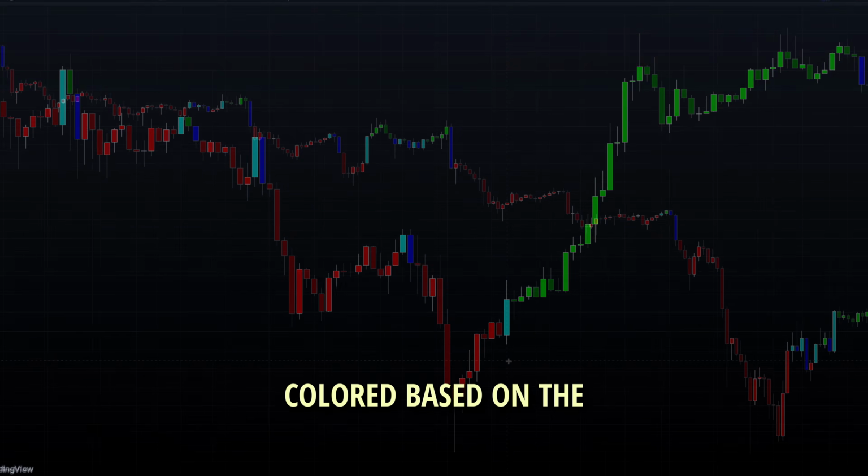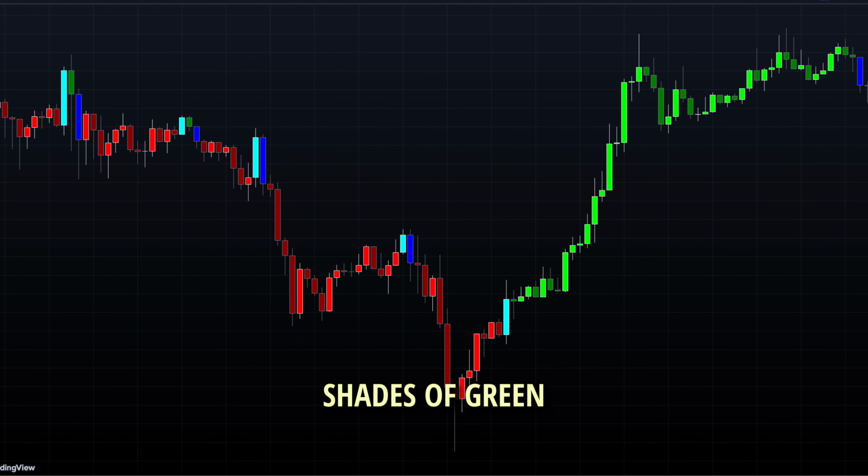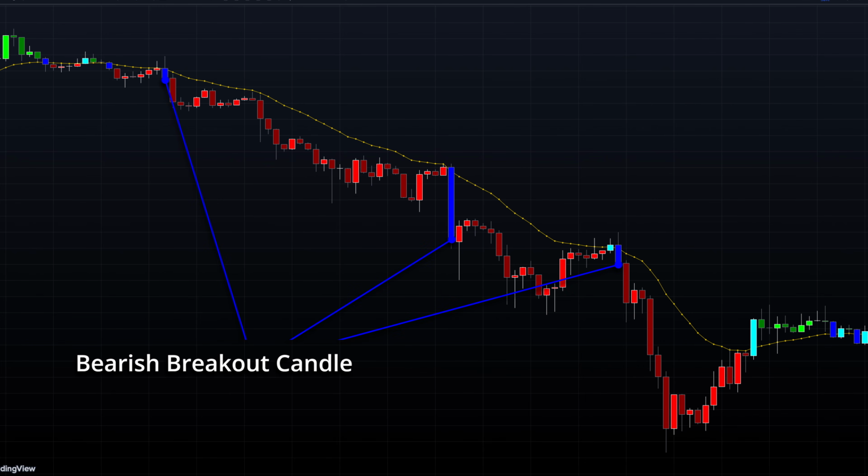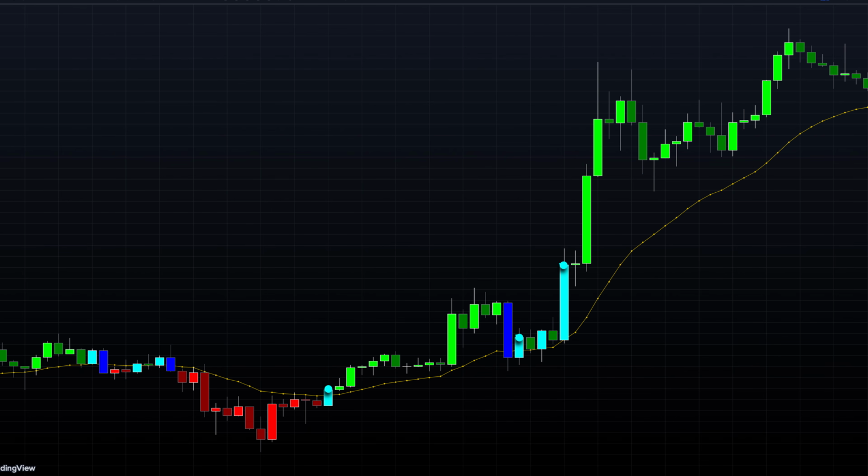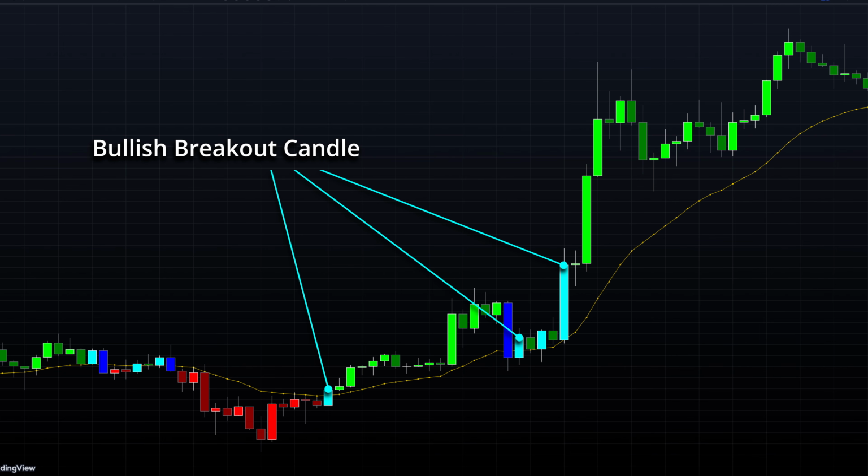These candles are colored based on the trend direction. Shades of green, bullish, shades of red, bearish. Now this blue candle identifies the price breakdown below the set period EMA, and this color identifies a break above the set period EMA. And we're going to use these 2 breakout candles to our advantage.